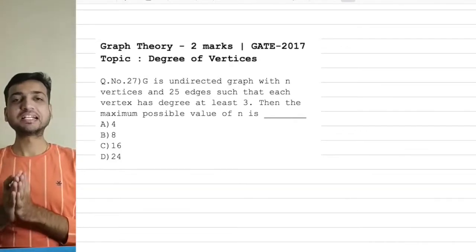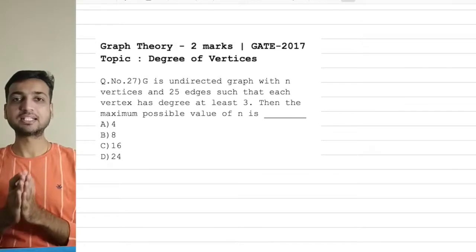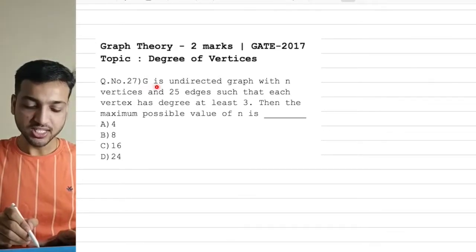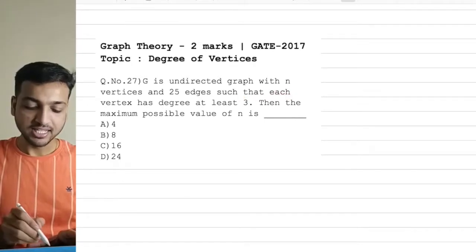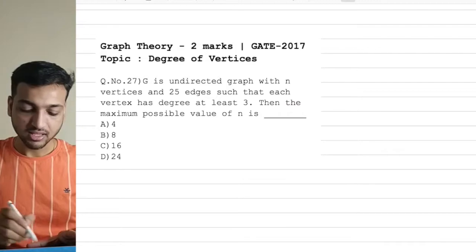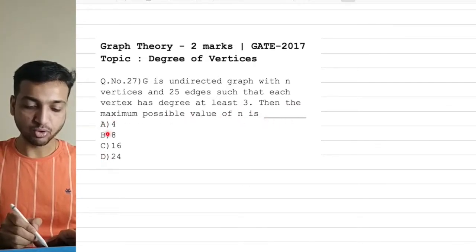So in this video, we're going to see a graph theory 2 marks question from the year GATE 2017, and the topic is degrees of vertices. So let's see what the question is. G is an undirected graph with n vertices and 25 edges such that each vertex has a degree at least 3. Okay, then the maximum possible value of n is, and we are given 4 options.